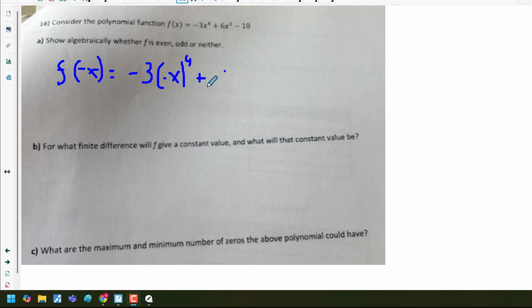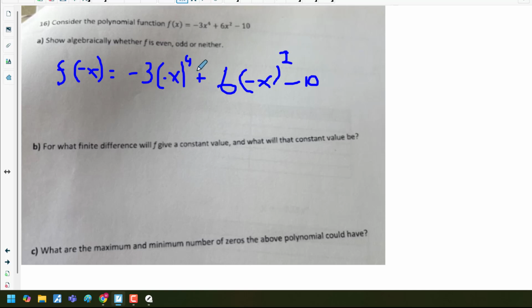Okay, so negative 3 times negative x to the power 4, then plus 6 times negative x to the power of 2 minus 10. Sorry if it's messy.